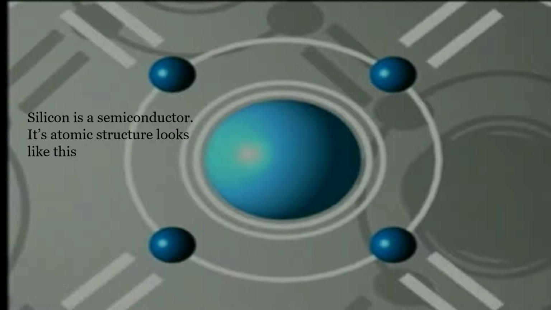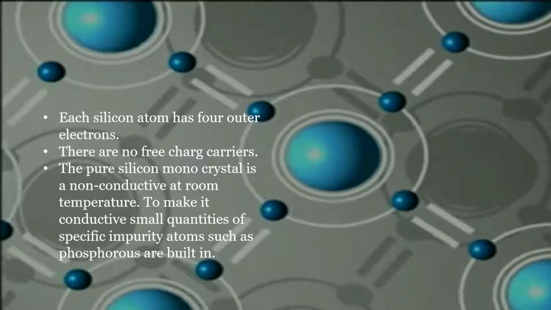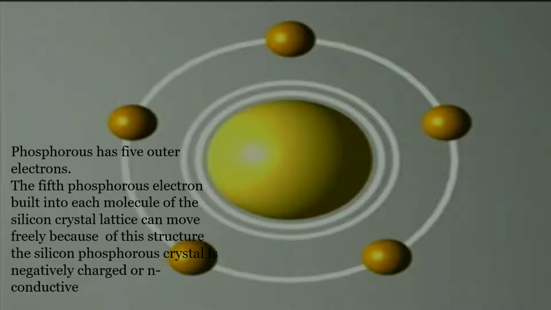Now let's review the silicon atom. The structure of the silicon atom looks like this. It has 4 outer electrons and no free charge carriers. The final pure silicon crystalline rod we obtained previously is non-conductive at room temperature. To make it conductive, we need some impure atoms built into it. So small quantities of phosphorus are built into it.